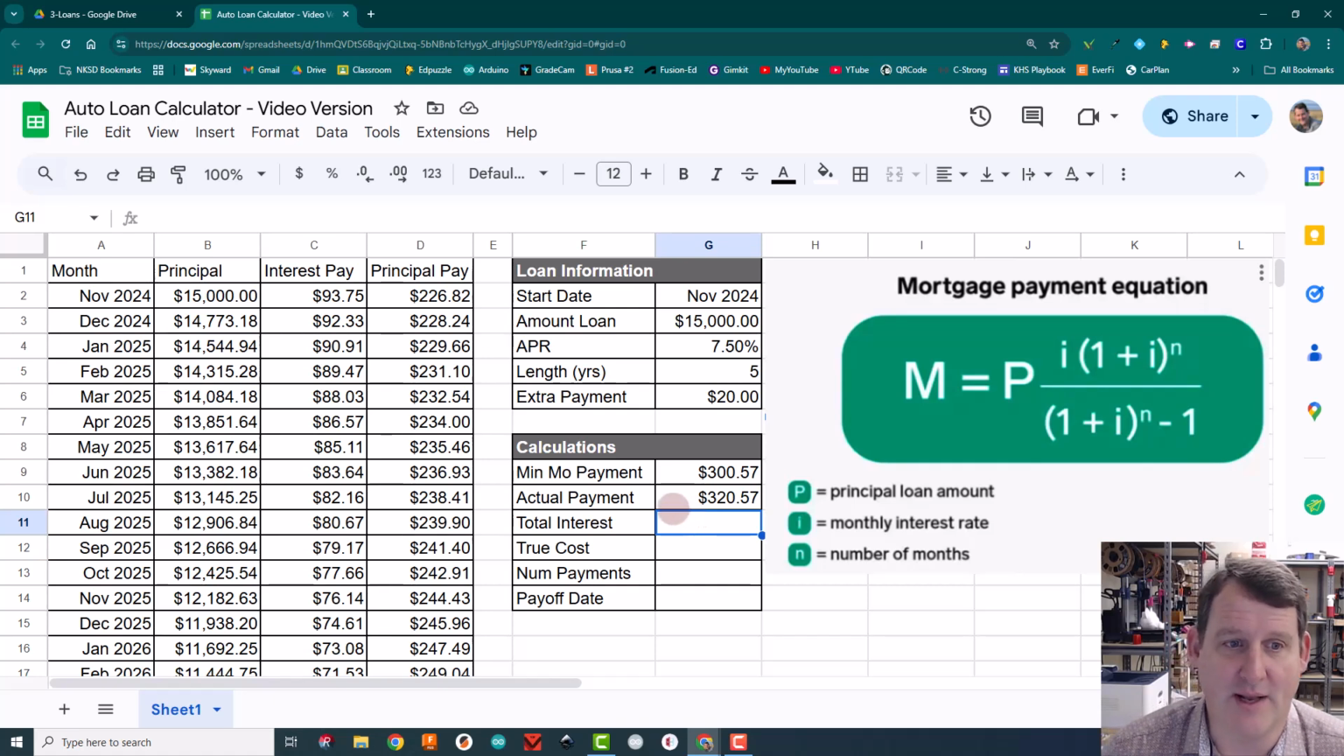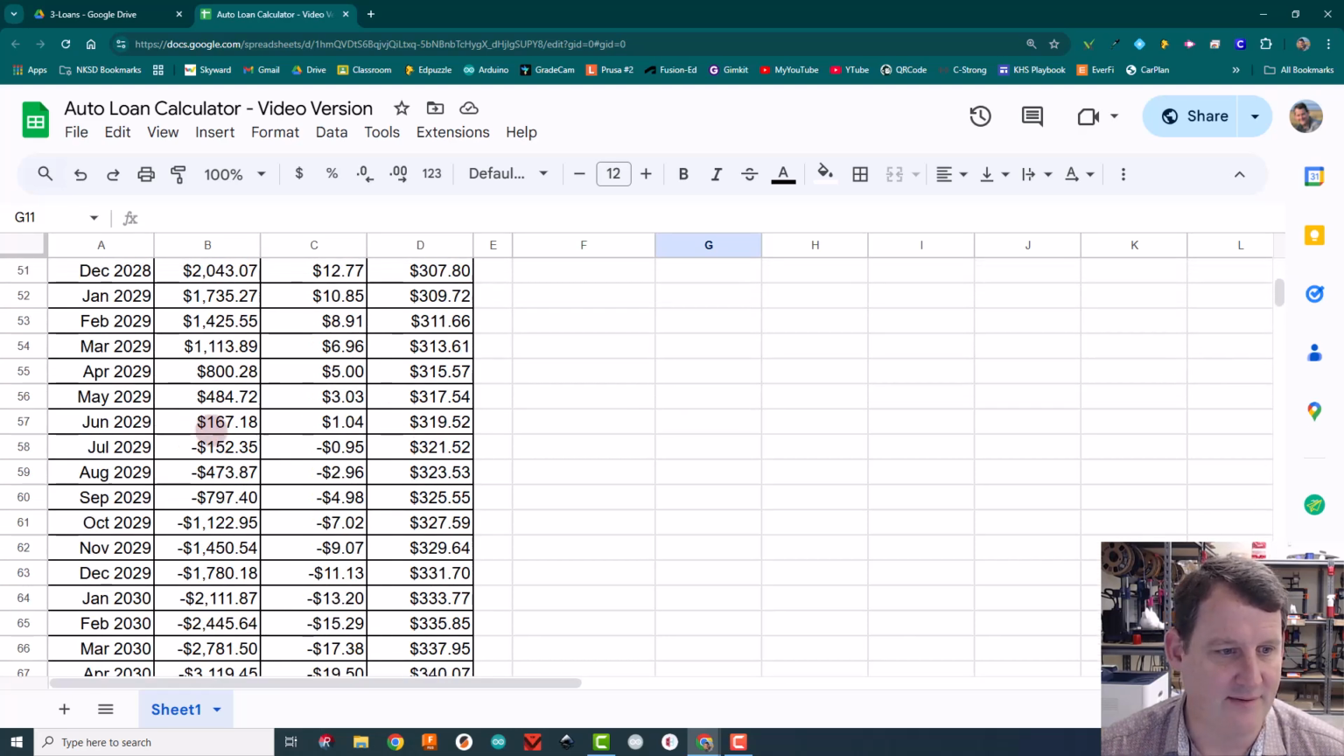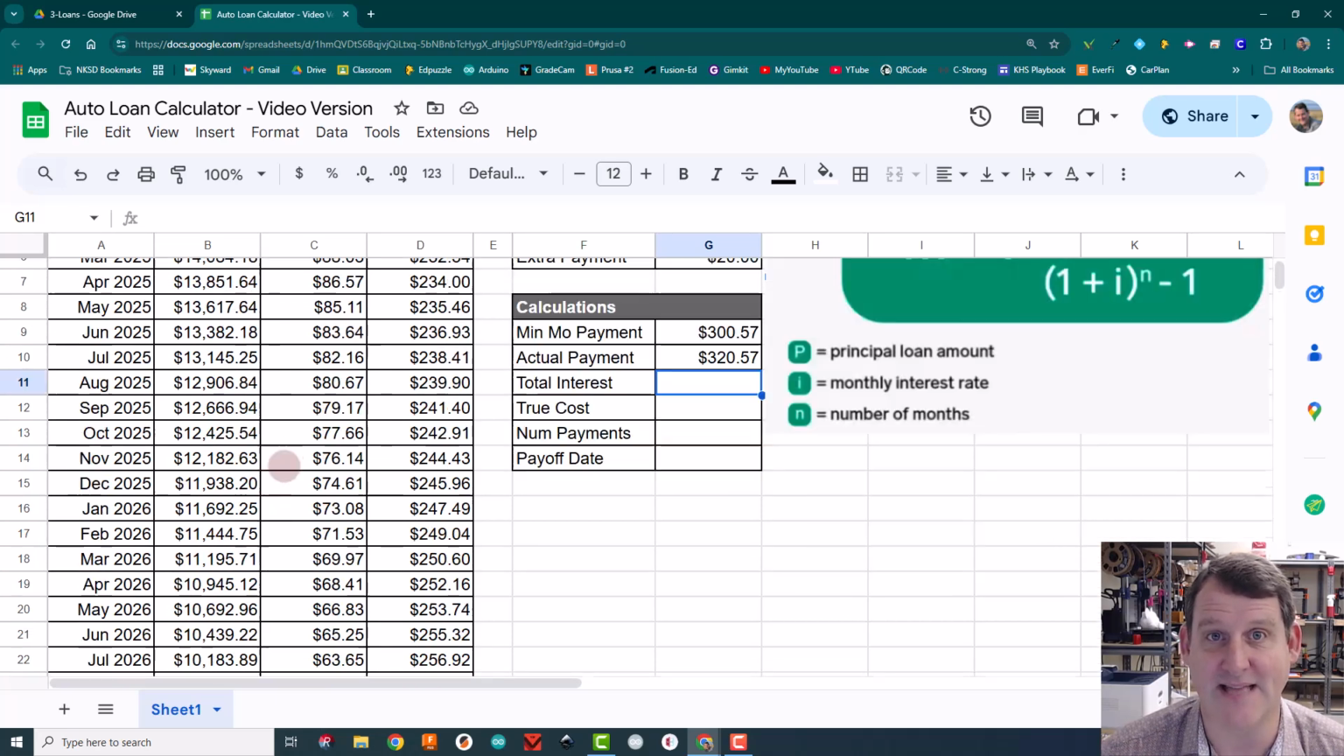Now, total interest paid. Now, there's something weird about our table at this point, and this fact that it goes into the negatives. Obviously, if I got to June 2029 and I owed $167.18, I wouldn't make a payment of $319, or I wouldn't make another monthly payment. I wouldn't pay more than this amount. So we need to fix that first.